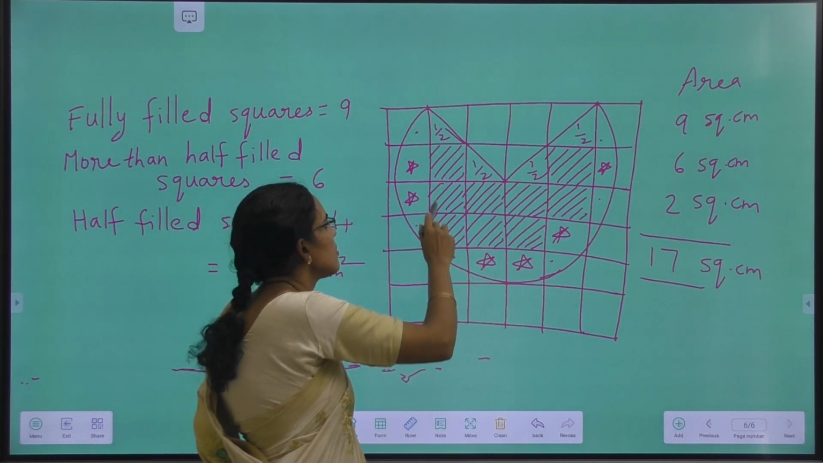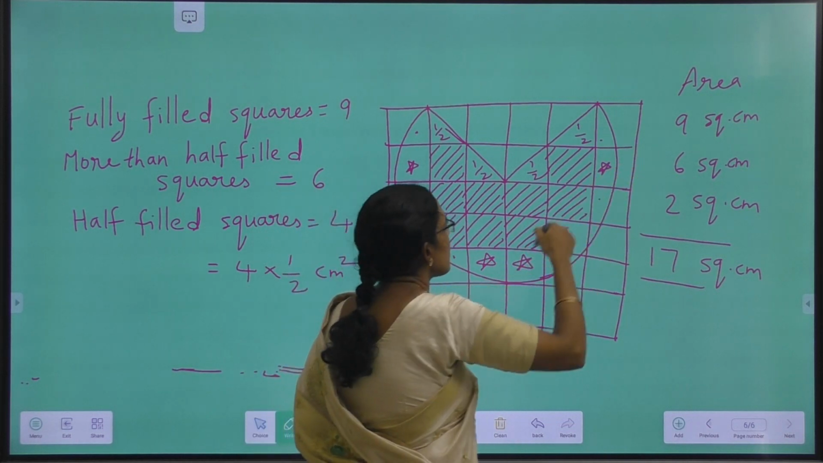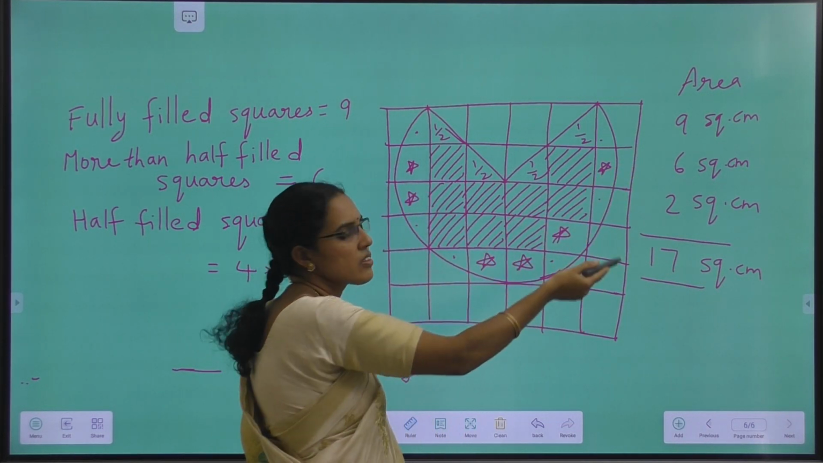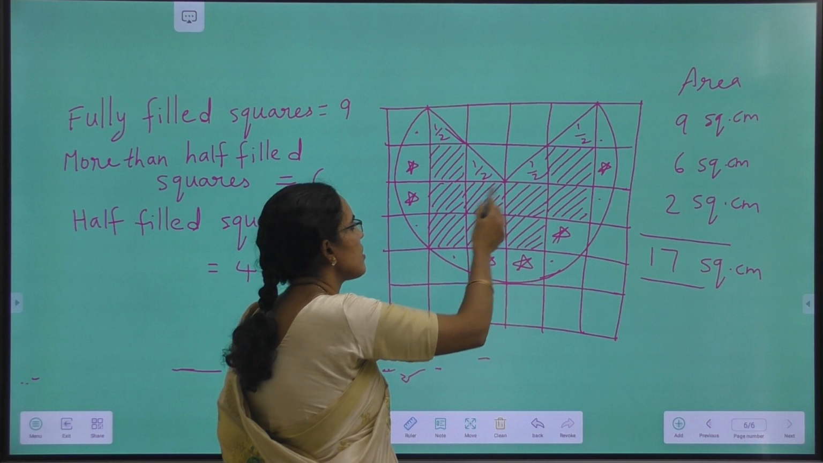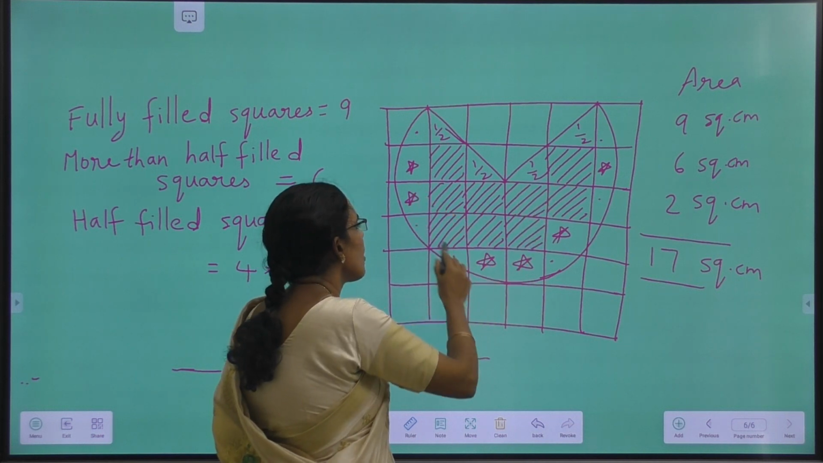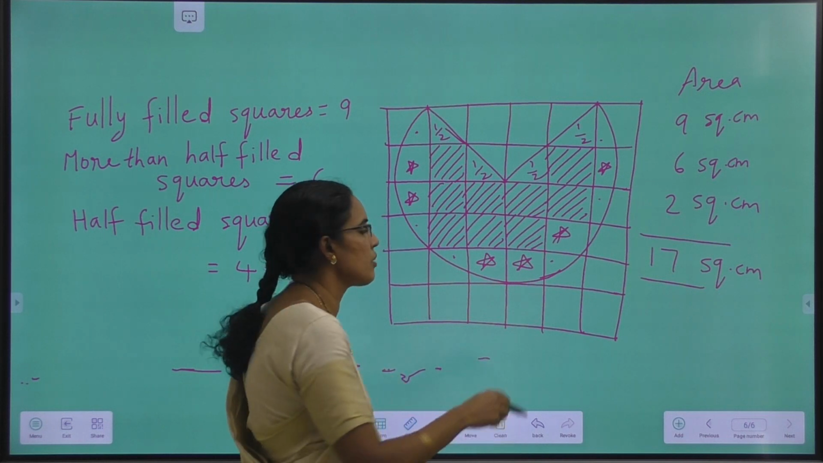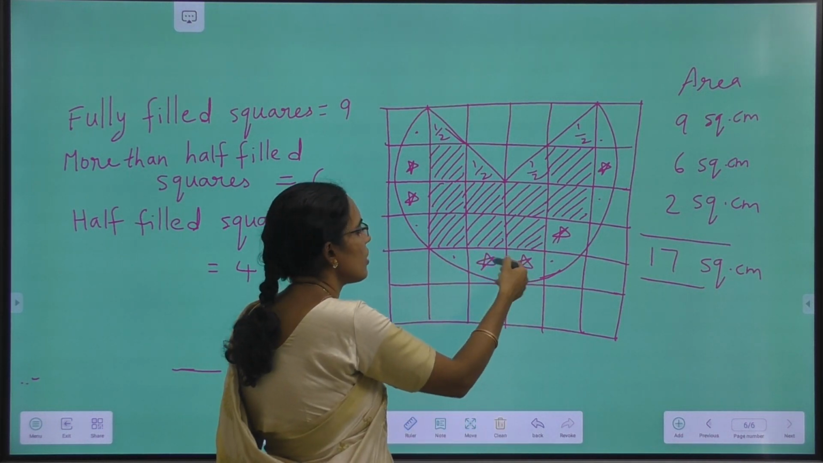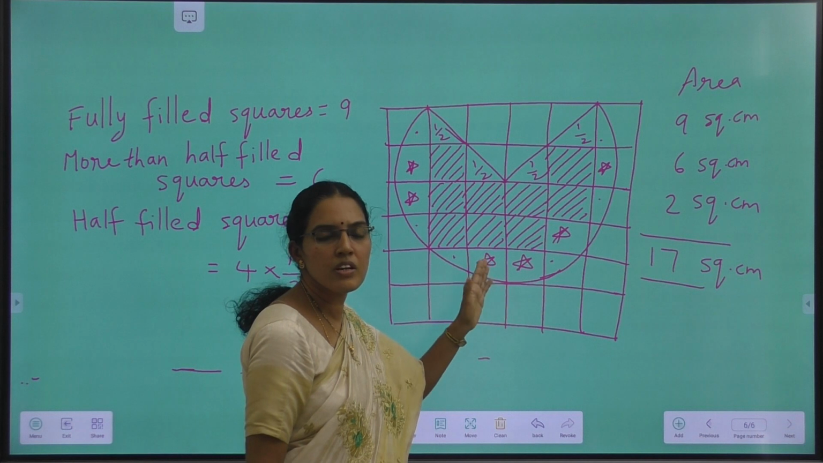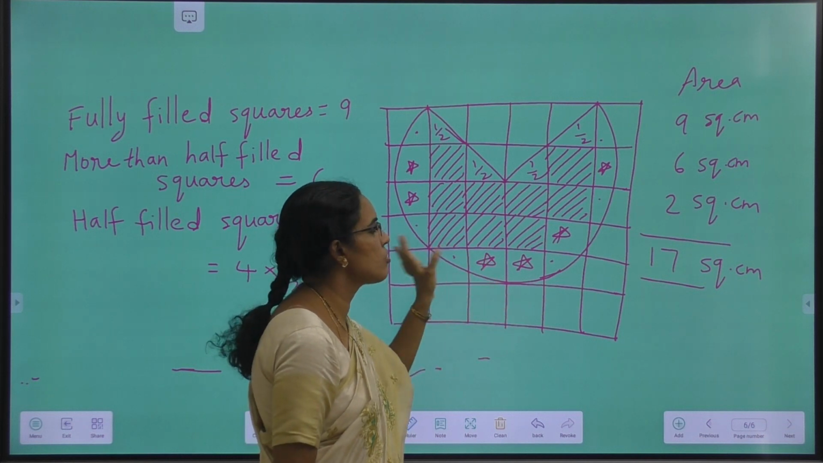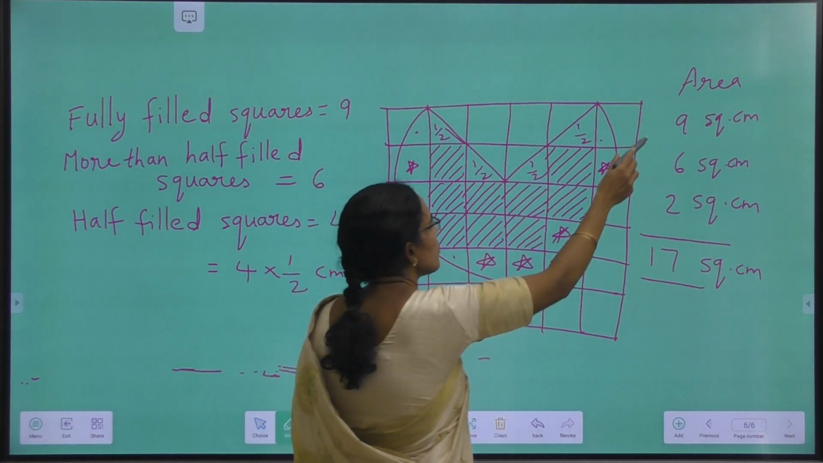Fully filled squares, you have to take how many are there. Suppose there are 10 square centimeters, like that. Fully filled squares count. After that, more than half also, you can just shade. Here, to show the difference, I marked it with a star mark, but you can shade. Fully filled squares and more than half, just shade them. Then you will know.